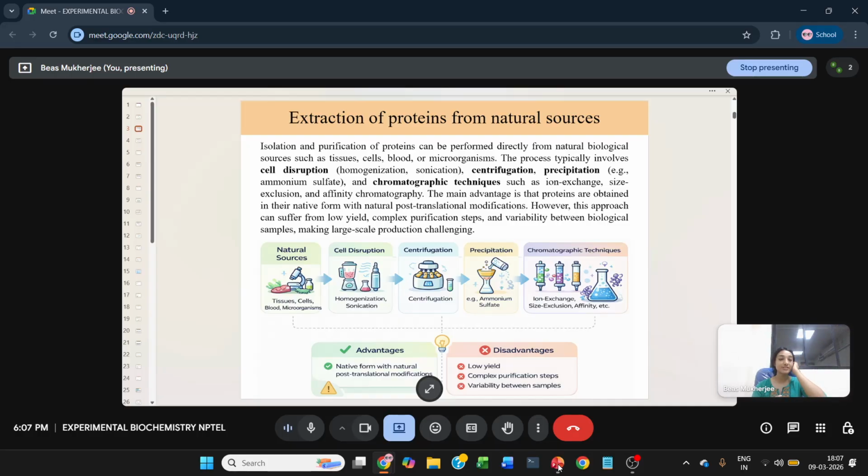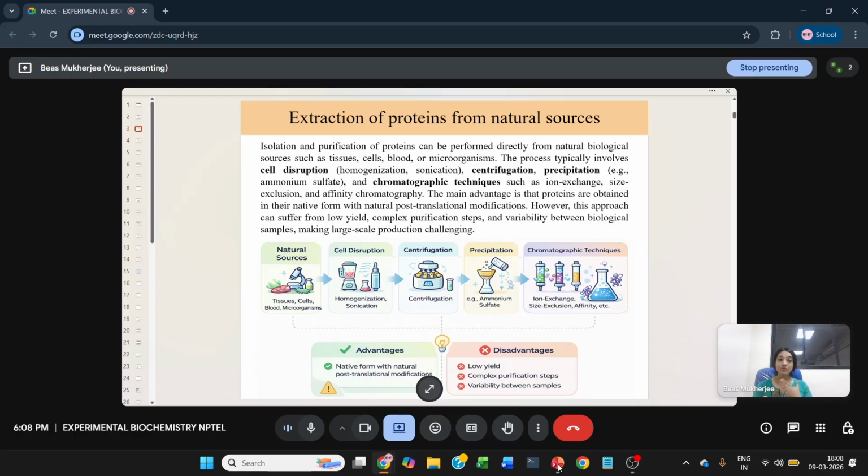So homogenization means that all the components are mixed together and they are homogenized, and in every small portion of that particular liquid you will find the exact same composition as in another portion of that particular liquid, right? So that is called homogenization. And then centrifugation is done for separation. Precipitation is often done using different salts, for example ammonium sulfate, which is used for salting out of proteins. We will talk about this in the upcoming slides. Okay, and chromatographic techniques such as ion exchange, size exclusion chromatography, and affinity chromatography.